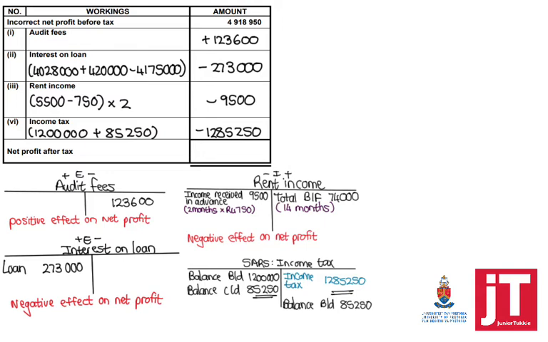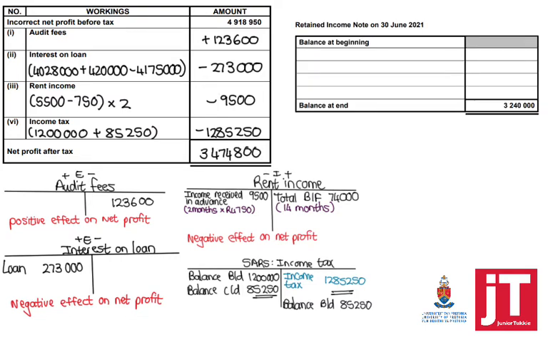Now we can calculate the correct net profit after tax. Do not forget to include that incorrect net profit before tax as part of your calculation. This is now very important. Make sure that you take your answer, which you have calculated, to the retained income note. That will be your net profit after tax.